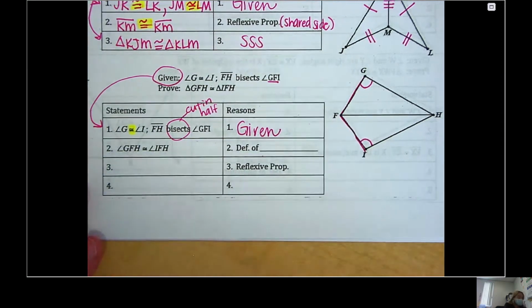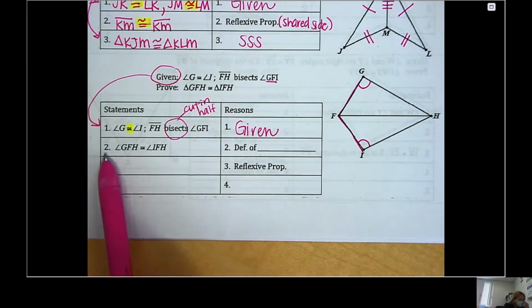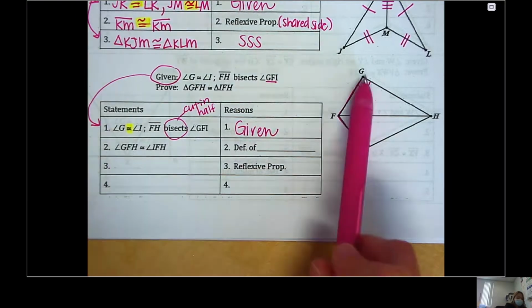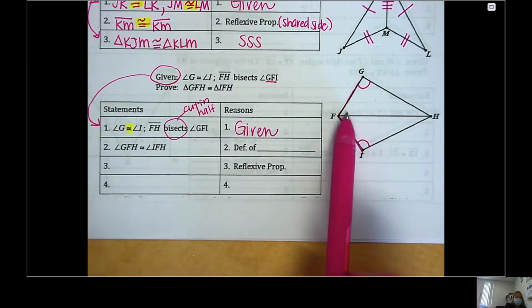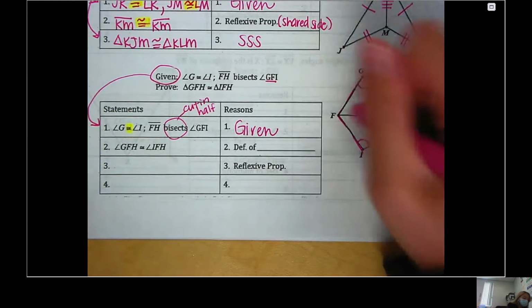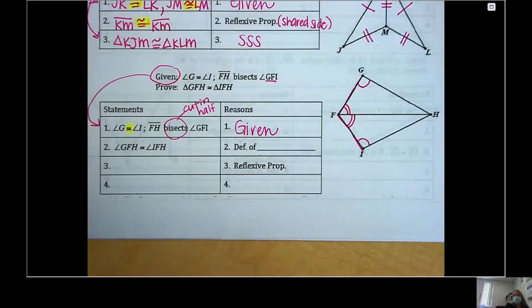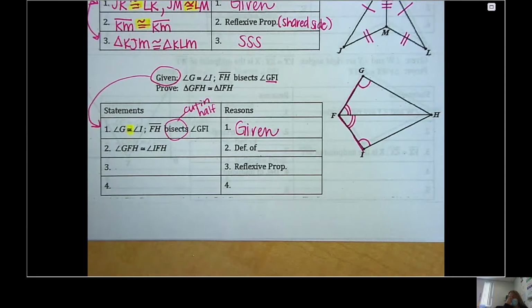Good. Okay, so my second sentence says angle GFH, that's that angle F on top, is congruent to angle IFH, the one at the bottom. That's exactly what we just said. Those two angles are congruent. Why did I put 2 arc marks there instead of 1? It's the second pair of angles.